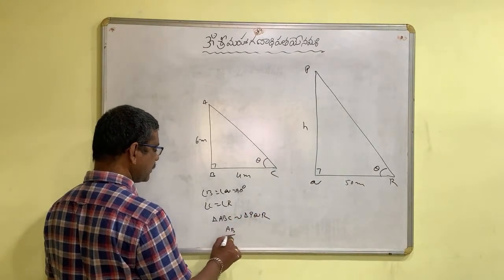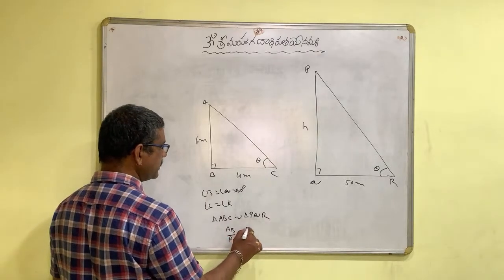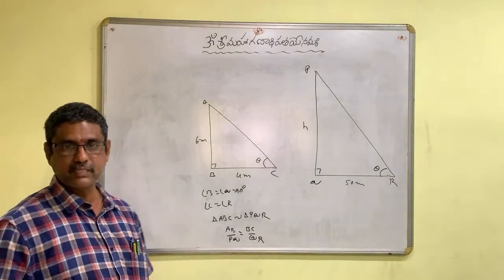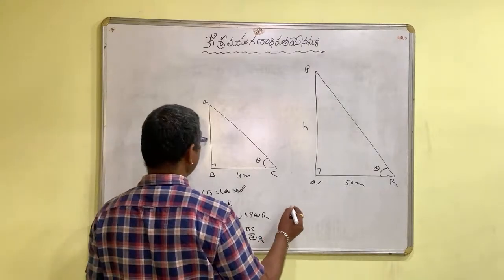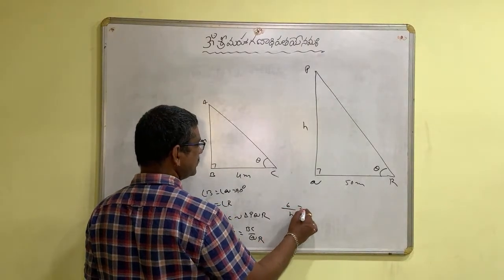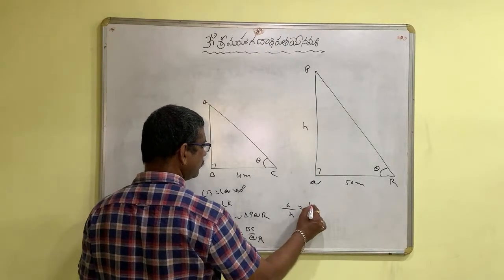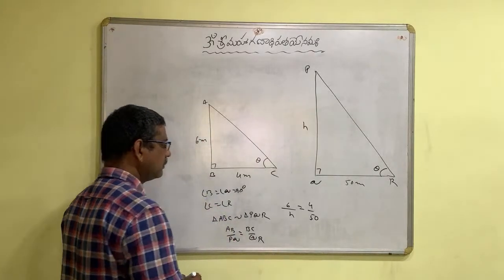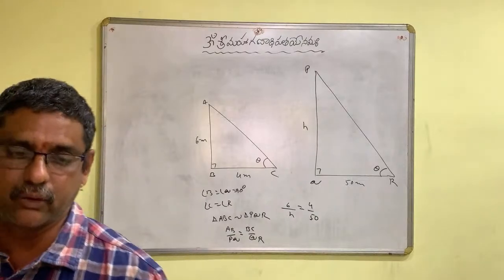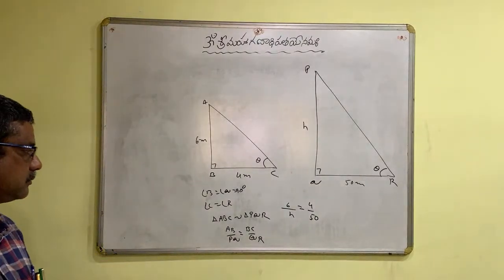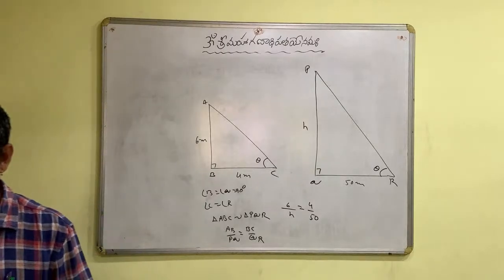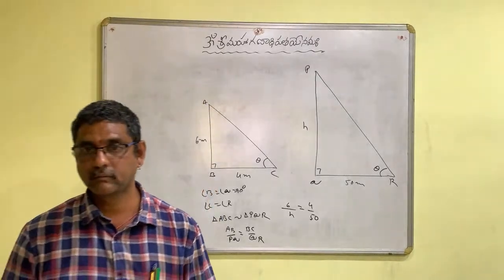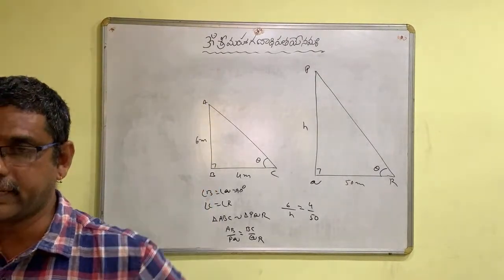Then AB by PQ is equal to BC by QR. We need to take this one. AB by PQ is equal to BC by QR. 6 by H is equal to 4 by 50. Now do cross multiply and simplify. Tell me the H value, the height of the flag post. 75 meters.